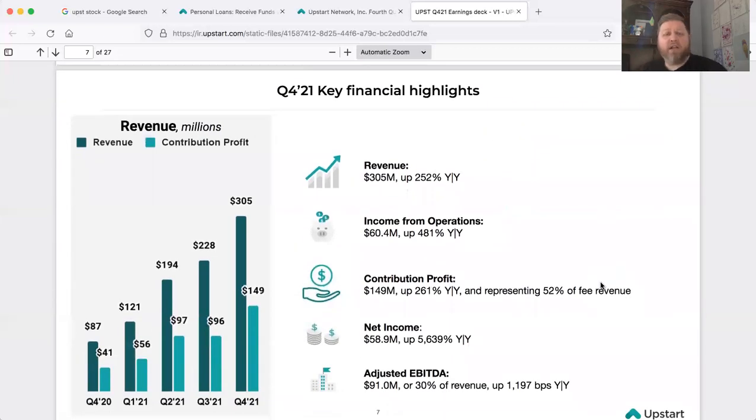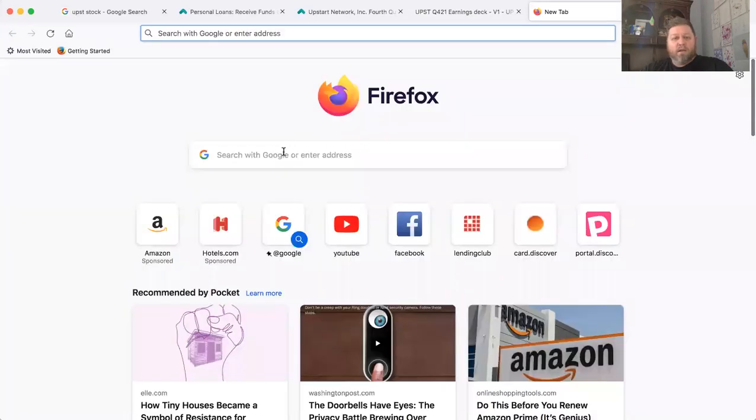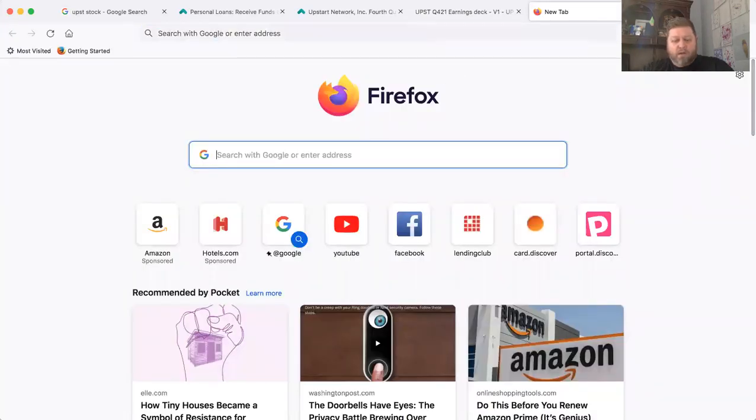So here are some key financial highlights from Q4. Look, revenue is way up. Obviously, income from operations is way up. Contribution profit. That's an interesting one. I might have to actually Google that because, contribution profit.